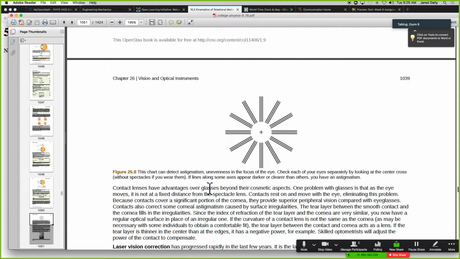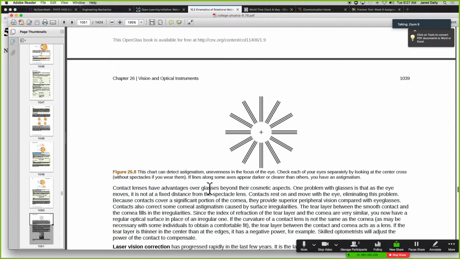Now there's something else that happens with eyes, and this has to do with the lens and the cornea, and that has to do with what we call, what do we call this? Astigmatism, right? Astigmatism is how spherical is the lens on your eye. That's what astigmatism means.